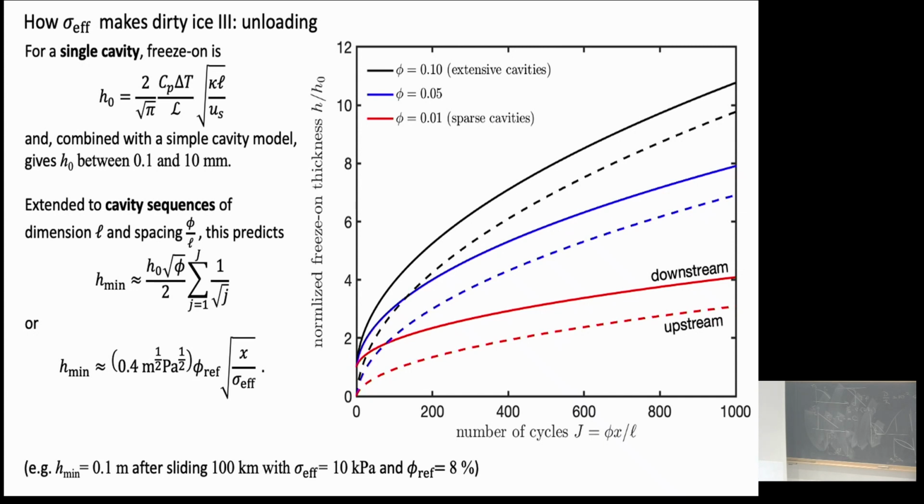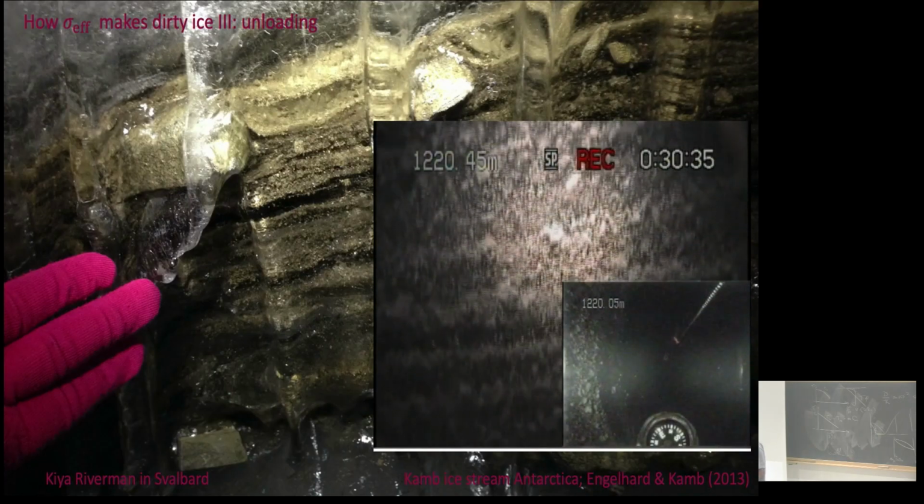If you imagine that you're sliding over a sequence of cavities, you can also solve that problem quite easily. And this is that plotted up for different fractions of cavity spacing. After sliding 100 kilometers in Greenland at an effective stress of 10 kilopascals, which is a reasonable number with this much water at the bed, you get 10 centimeters of net freeze on. So the idea is that we'd be laminating tiny little layers of new ice in this way, and that sometimes they're going to incorporate little bits of dirt while they do that.